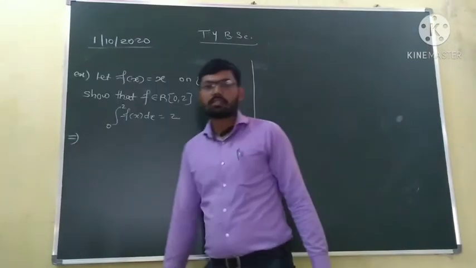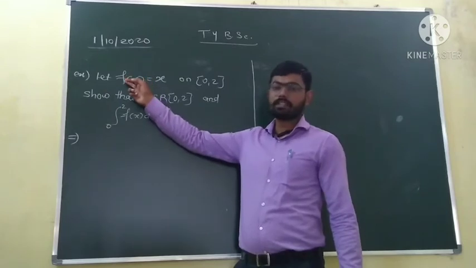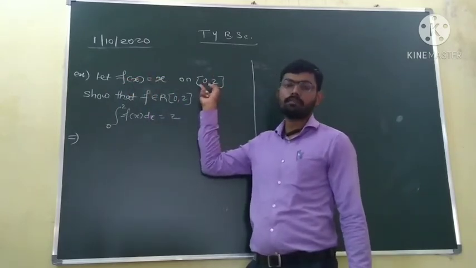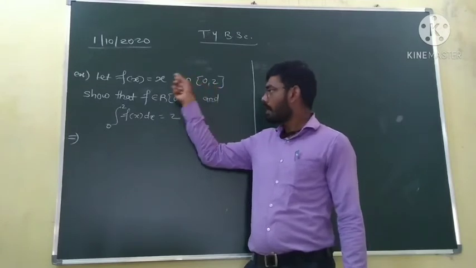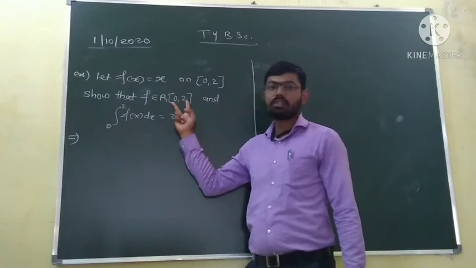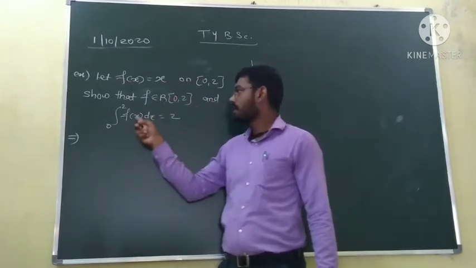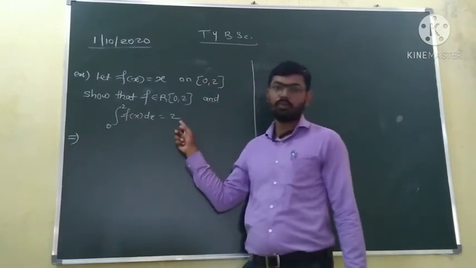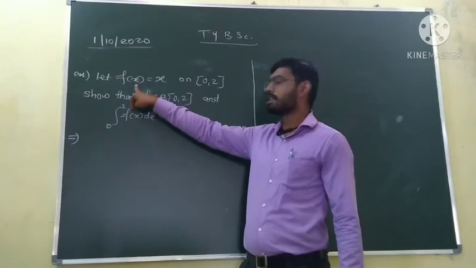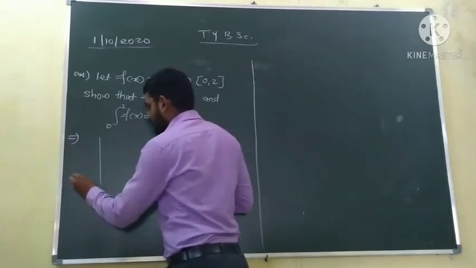Okay. So the next example is we have defined a function f of x is equal to x on the closed bounded interval 0 to 2, and we have to show that this function is Riemann integrable on the closed bounded interval 0 to 2, and the value of the Riemann integration is 2. Okay. Now we know the function f of x is equal to x, the identity function. The graph of the function is like this.